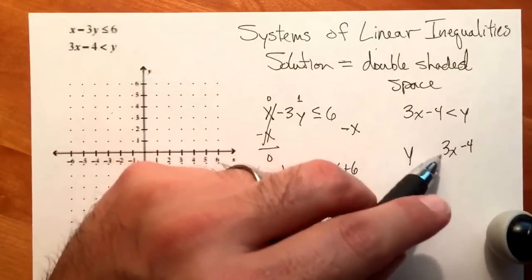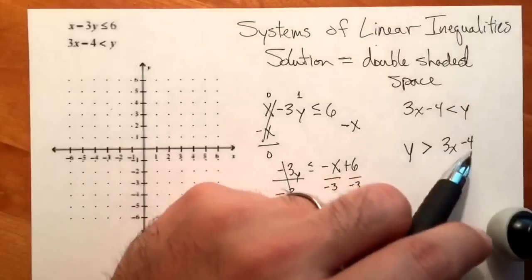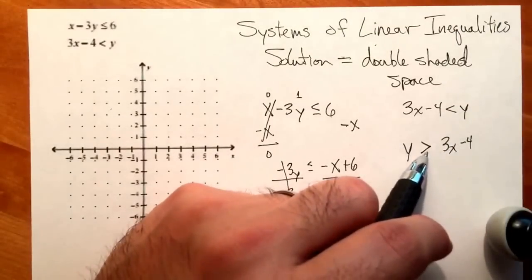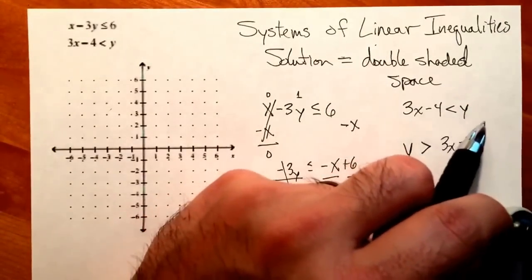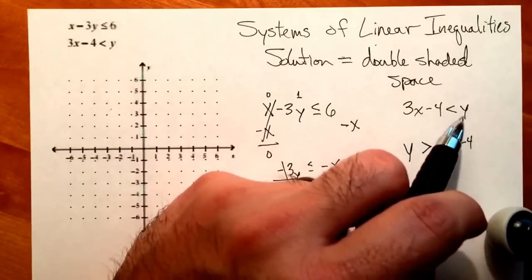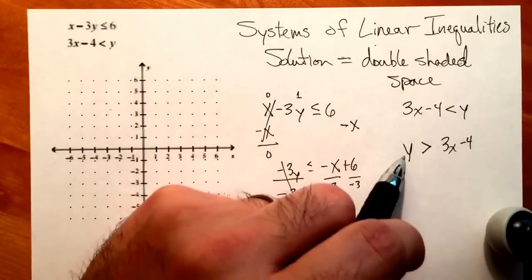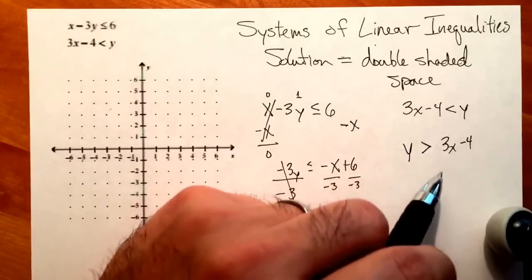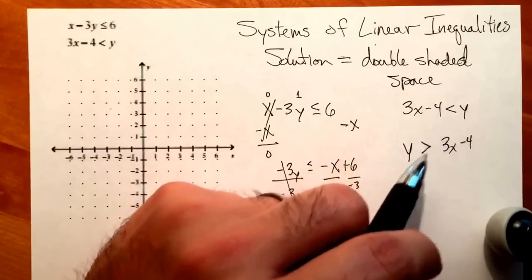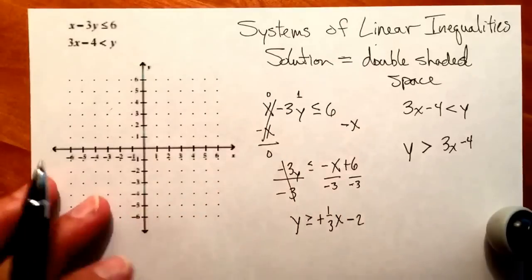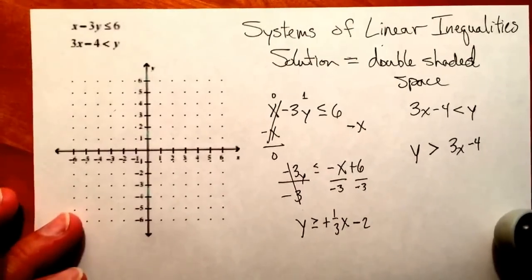Well, the way that we write that, once we turn everything around, is greater than, because now 3x minus 4 is smaller than y. Let's take that from a different angle. If I read from right to left, it says y is greater than 3x minus 4. So when you move things around with an inequality symbol, you've got to make sure to maintain the same relationship. All right, so we've got our two slope-intercept form equations.